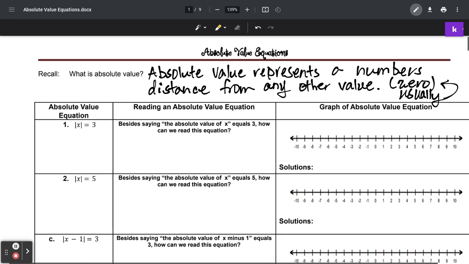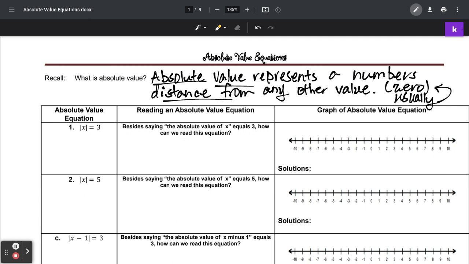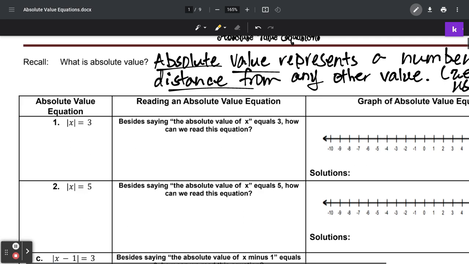All right, so let's take a look at number one, and we're going to talk about an absolute value equation. We're going to talk about how you read it, and I need you to read it in a way where you can say distance instead of absolute value, because absolute value is just distance. And then we're going to talk about what the graphs and solutions are, okay? What the graphs look like and the solutions are. So most people, when they read number one, they'll say the absolute value of x equals 3. These are your absolute value symbols. That's what most people will say.